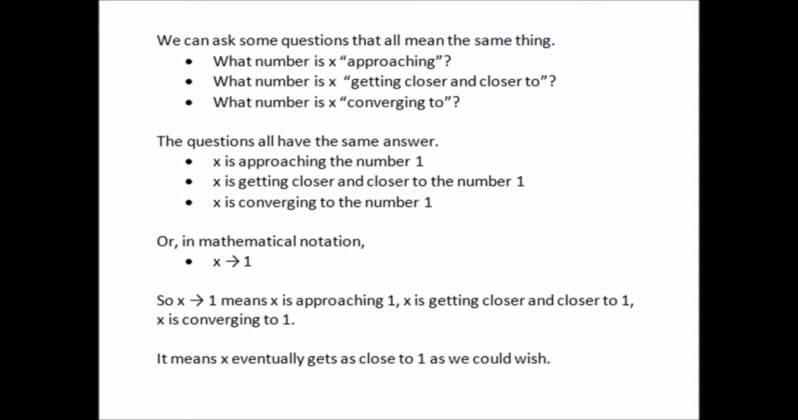In the example you just saw a minute ago, X is approaching the number 1, X is getting closer and closer to the number 1, or X is converging to the number 1. And the mathematical notation we use for this idea is this. So this means that X is approaching 1, getting closer to 1, it's converging to 1. It means that X eventually gets as close to 1 as we could wish.